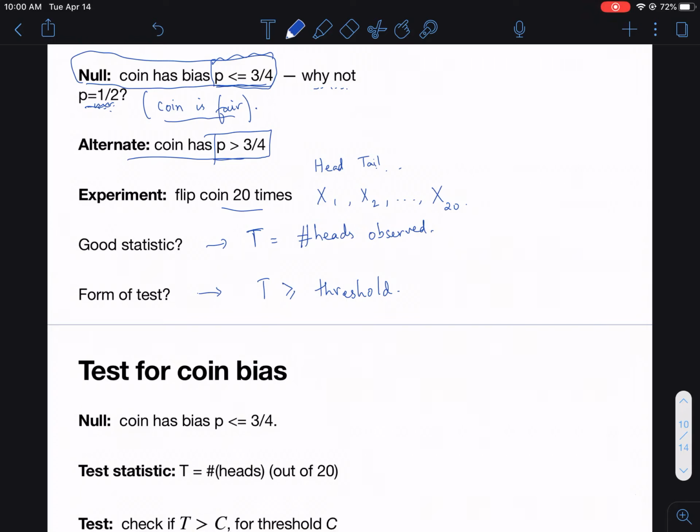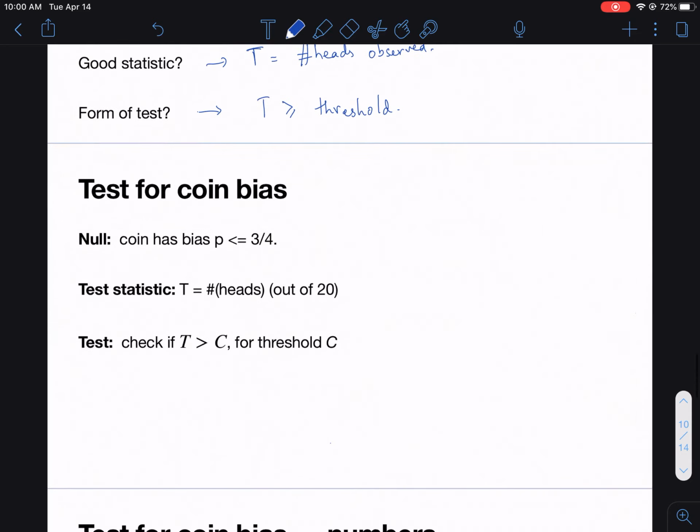Let's now set forth doing the actual calculation in the case of coin tosses. So to recap, you have a coin whose bias is some p. The null hypothesis is that p is smaller than or equal to 3/4. They decided to use the test statistic t, which is you do 20 tosses, and t is the number of heads that you observe in these tosses.